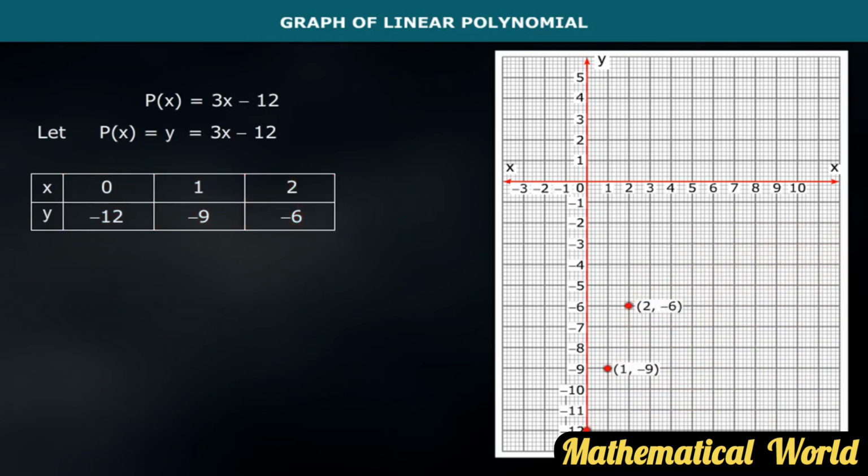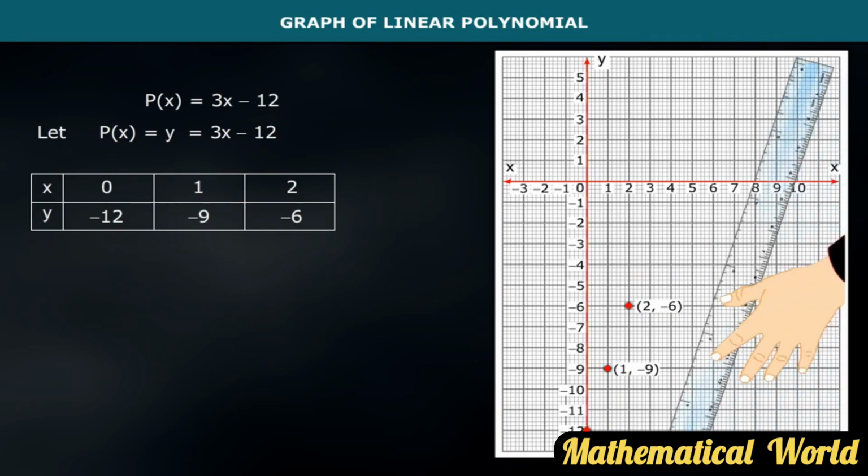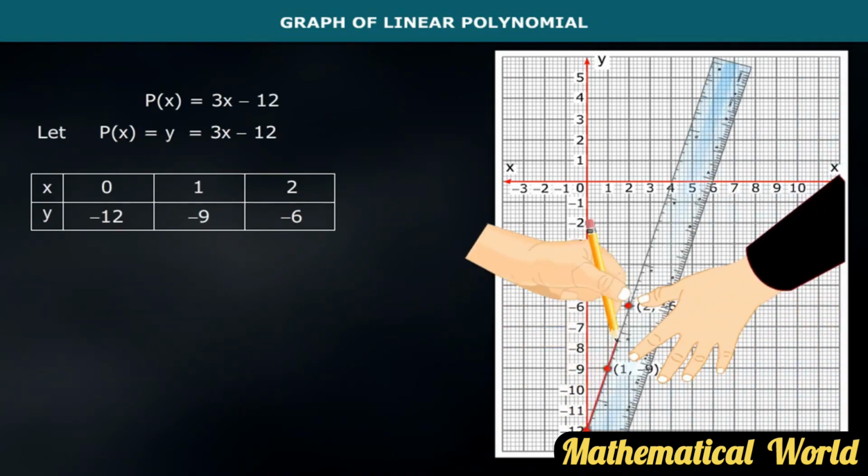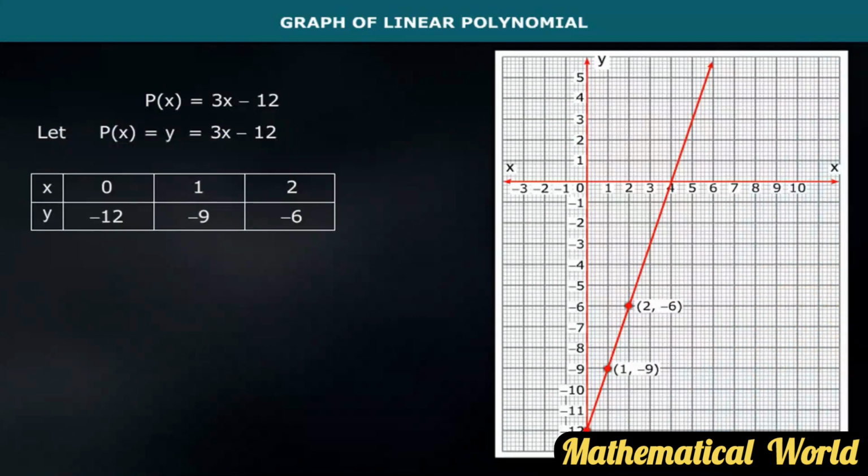To plot these points, we first draw the xy axis. Now, these are the points that satisfy the given equation. Using a ruler, draw a line passing through these points. This line represents the given linear polynomial. As we can see, the line intersects the x-axis at exactly one point, that is (4, 0). And we can say 4 is a zero of the polynomial.